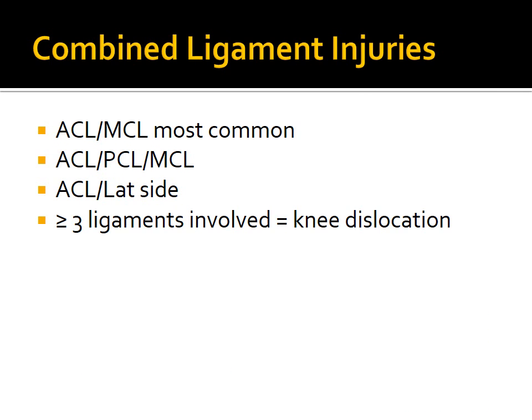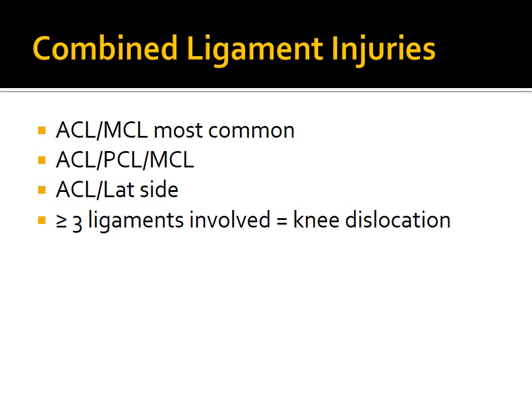Before we discuss each ligament tear in isolation, combined ligament tears can also happen, with a combined ACL-MCL injury being the most common combination. Many times these combined ligament injuries involve the ACL and then 1 or 2 other ligaments.